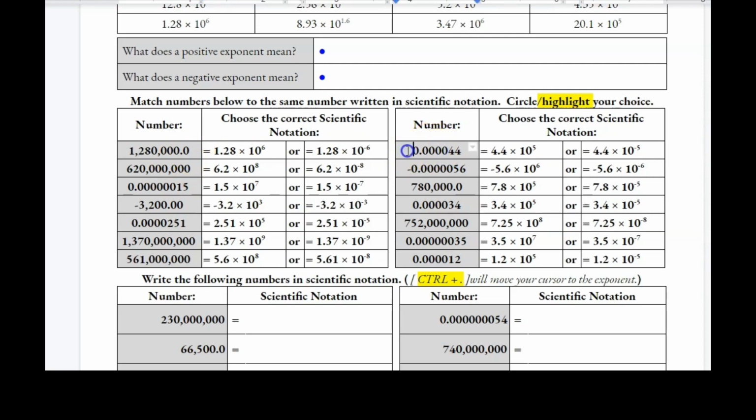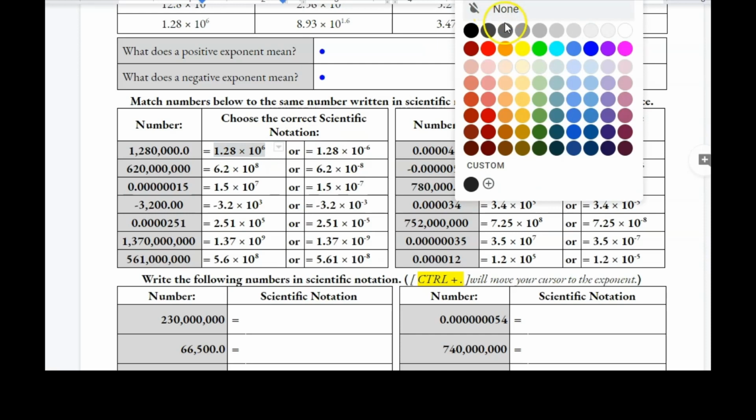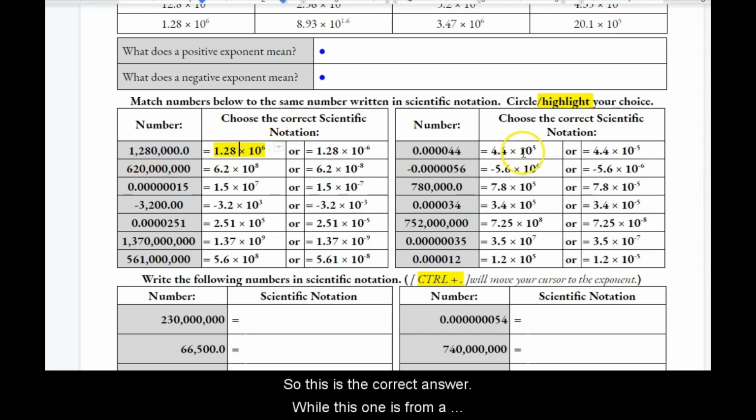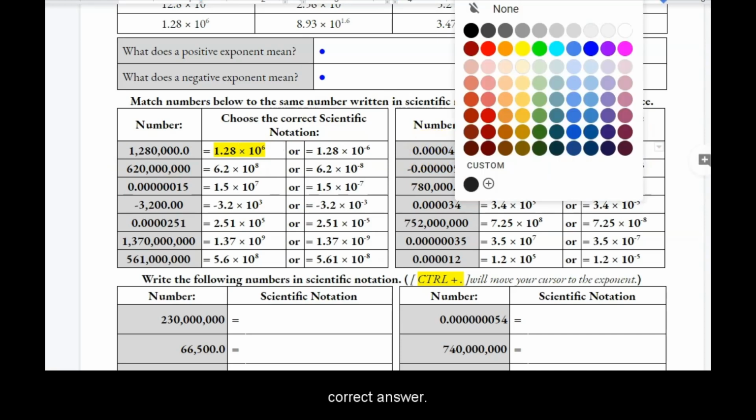Let's check this one. Is this one more than 1 or is it less than 1? If you see it start with 0 point, then you know that it's less than 1, and you know that it has to have a negative exponent. And so any of these numbers that start with 0 point, that gives you a clue that you should be seeing a negative exponent. So when you go through here, I can tell you now, this one is from a number that's more than 1. And so this is the correct answer. While this one is from a number that's less than 1, which means this is the correct answer.